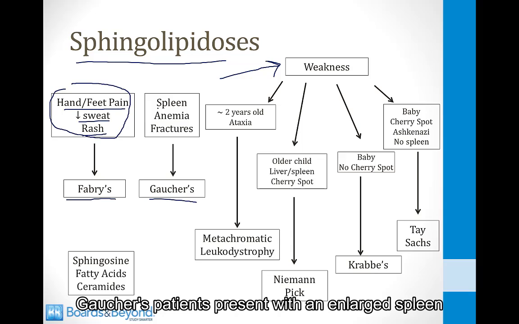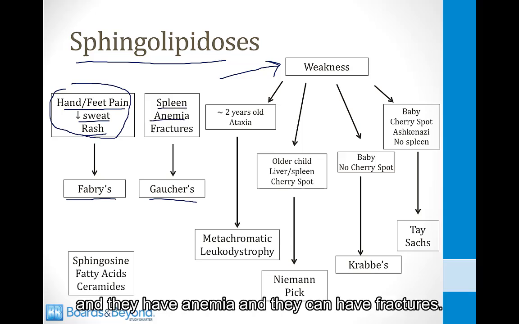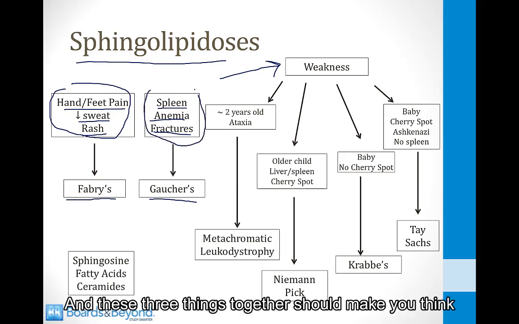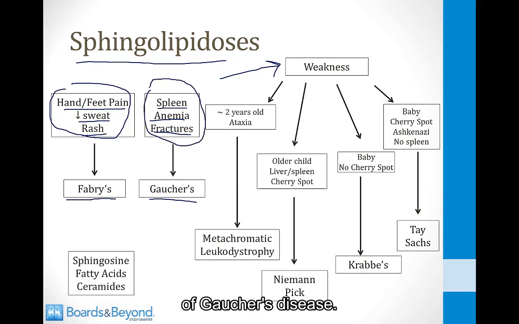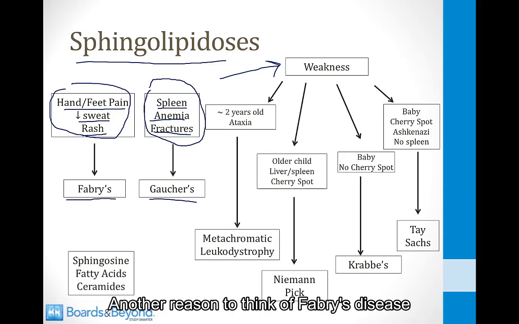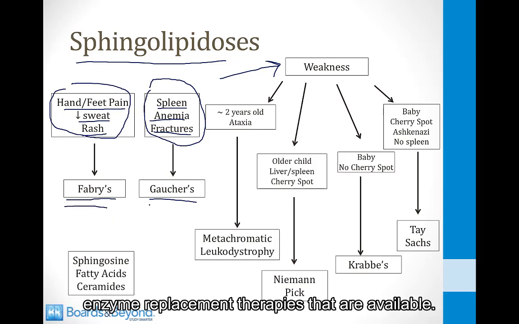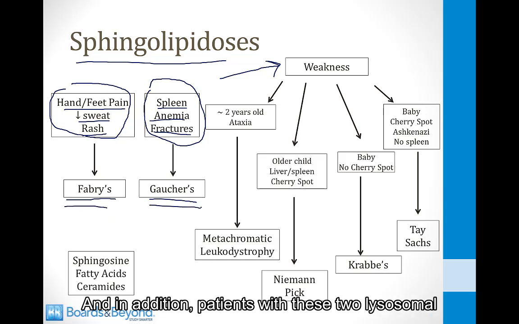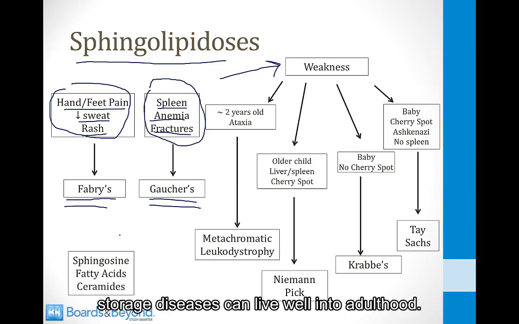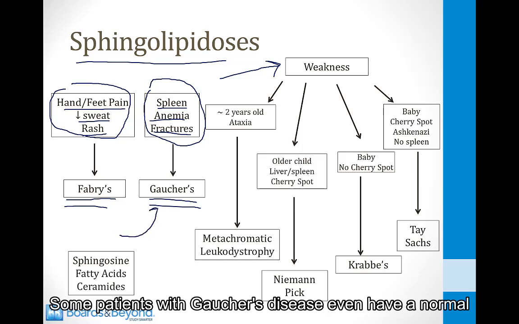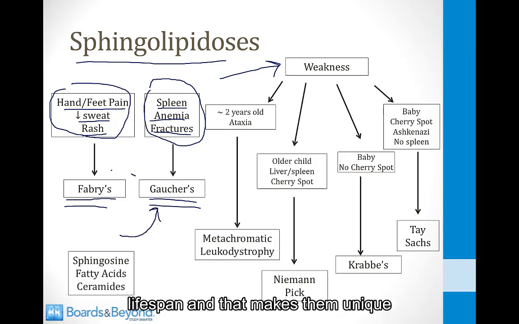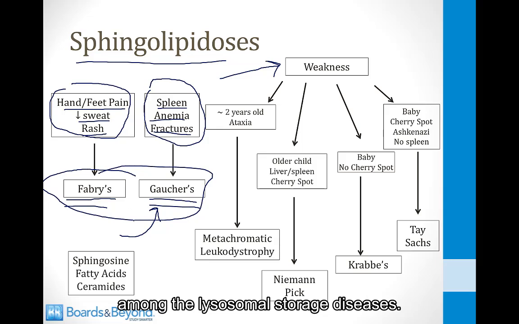Gaucher's patients present with an enlarged spleen, and they have anemia, and they can have fractures, and these three things together should make you think of Gaucher's disease. Another reason to think of Fabry's disease and Gaucher's disease together is because they both have enzyme replacement therapies that are available, and in addition, patients with these two lysosomal storage diseases can live well into adulthood. Some patients with Gaucher's disease even have a normal lifespan, and that makes them unique among the lysosomal storage diseases.